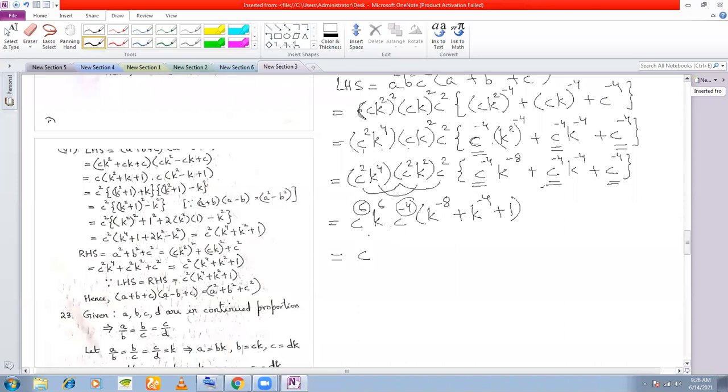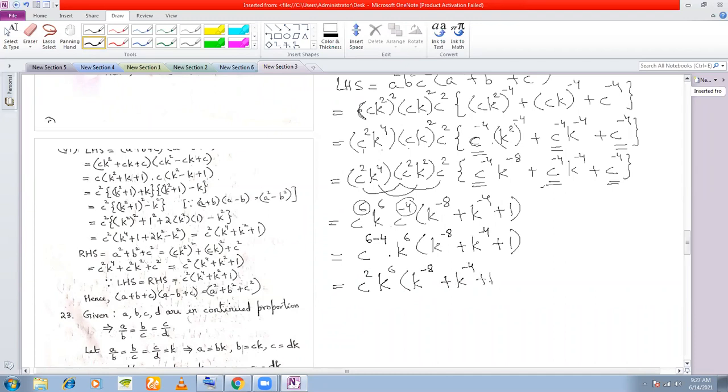So in the next step, what you can do is c to the power of minus 4 into k to the power of 6, k to the power of minus 8 plus k to the power of minus 4 plus 1. Okay. So this becomes c square, k to the power of 6, k to the power of minus 8 plus k to the power of minus 4 plus 1.